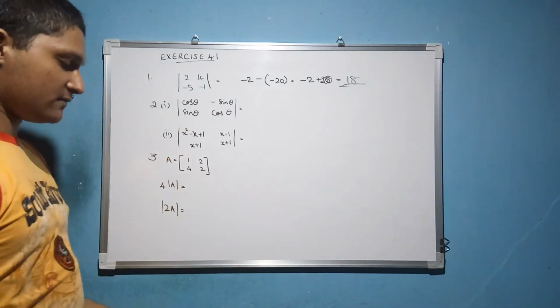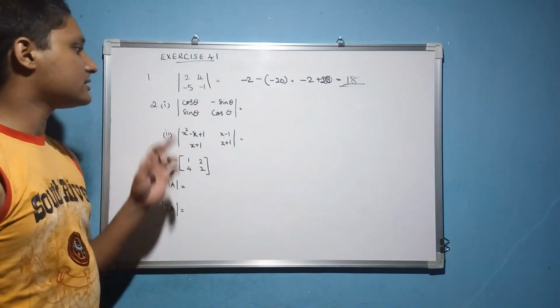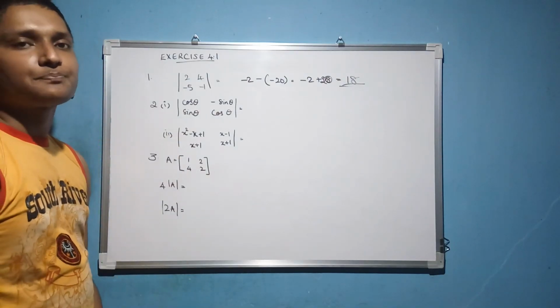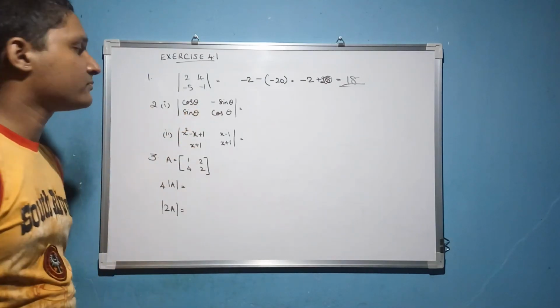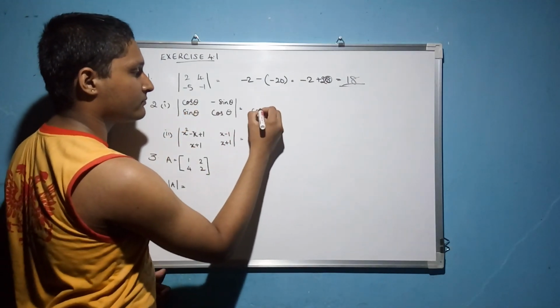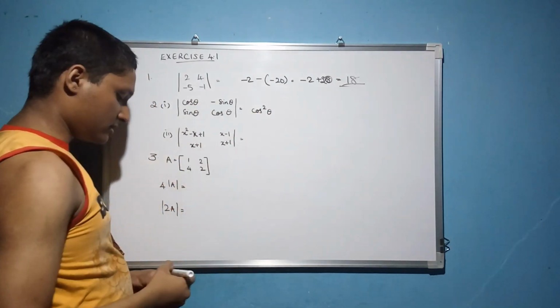Okay, next you have the second question, first part. It is going to be like this. So cross multiplication: cos theta into cos theta is cos square theta, minus of 1 minus is there here already.